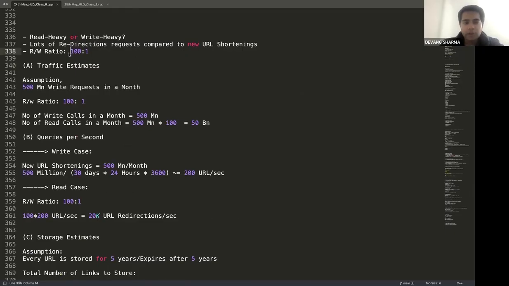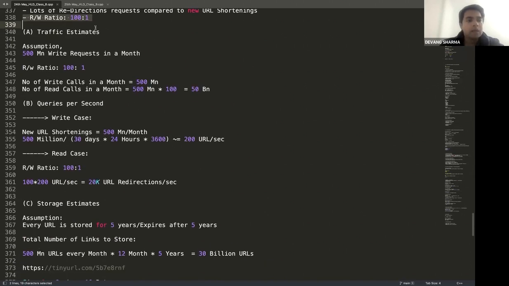So we kept the ratio of 100:1. Let's say for every write, from long URL to short URL, there are 100 reads. Then we move to traffic estimates. Let's start with some baseline assumptions. In 1 month across the globe, I'm getting 500 million write requests. So with the read to write ratio of 100:1, the number of read calls in a month would become 50 billion.